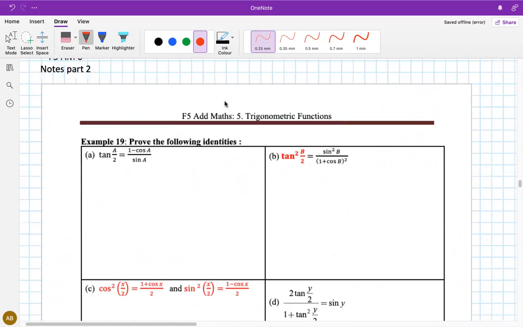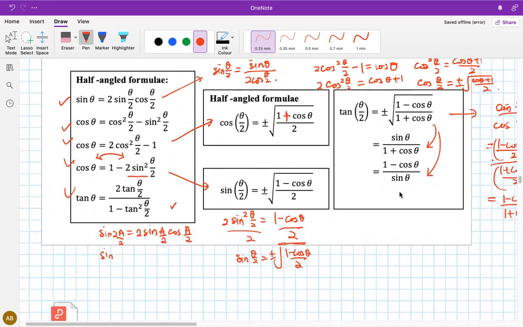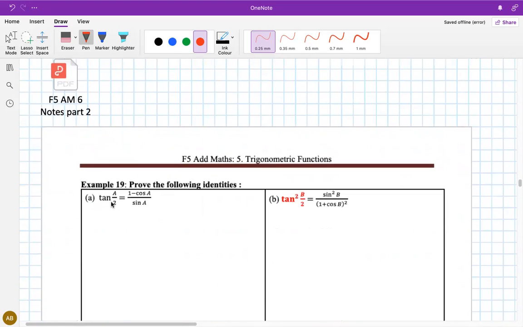Prove the following identities. That means I want to prove this: tangent A over 2 equals 1 minus cos A over sine A.